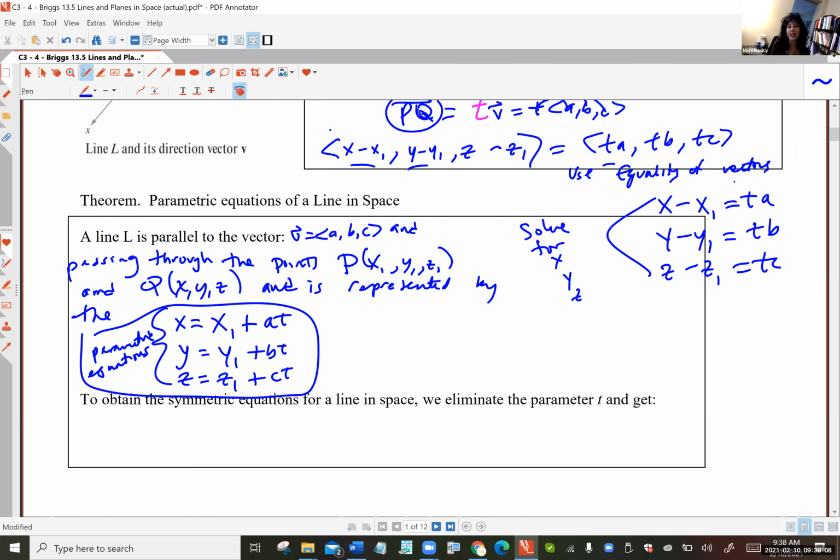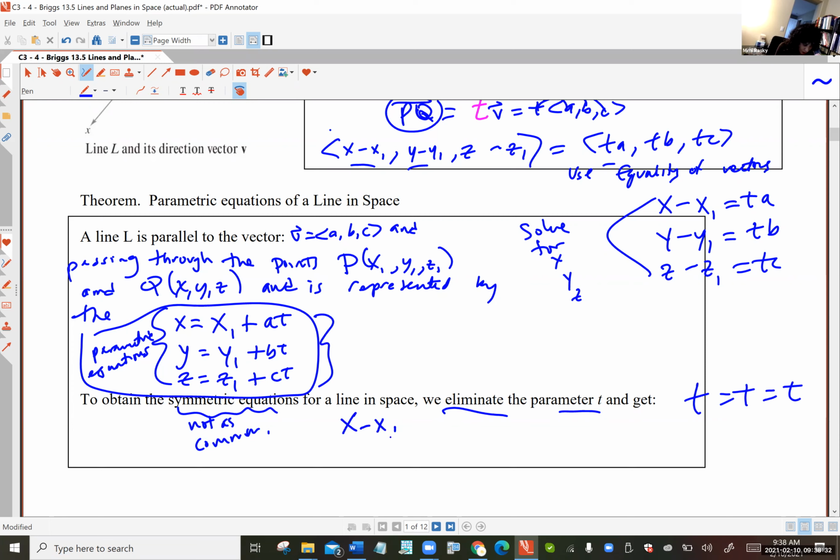Now, there's another set of equations called the symmetric equations for a line, not as common as the parametric equations. Well, what do you do? If you solve for t, you eliminate the t for all 3 of these equations here. In other words, solve for t 3 times. And since t has to equal itself, you get what's known as this compound equation.